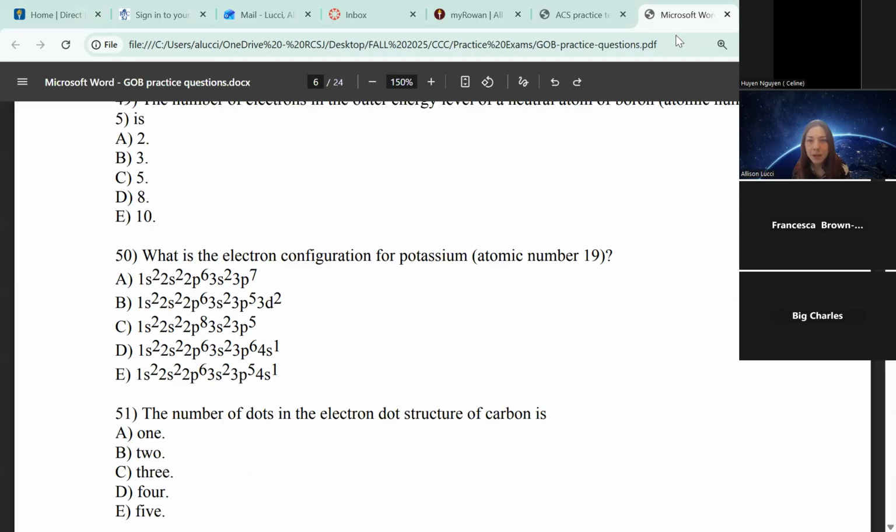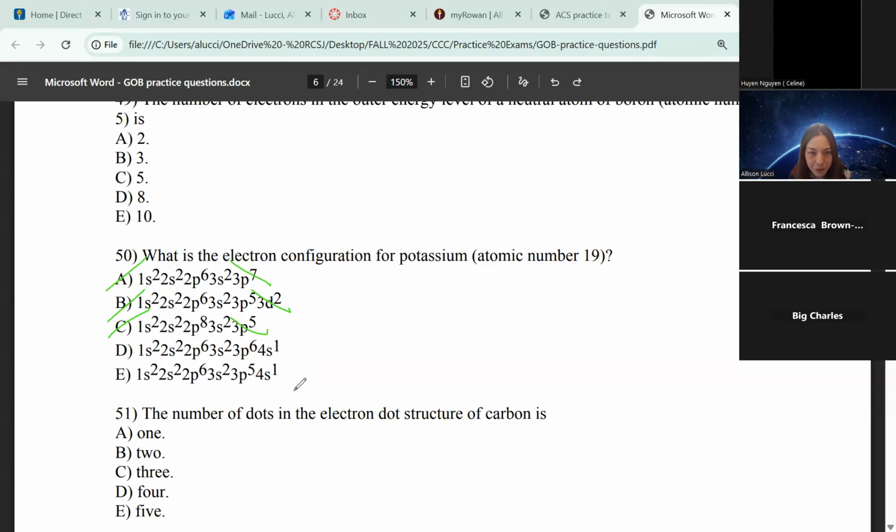Sorry guys, it's not letting me annotate again. All right, so I'll just talk about it here. So answer choices D and E are the only two that end in 4s1. I can right away eliminate A, B, and C, right? They do not end in the right orbital. They don't even go up to 4. So now between D and E, I'll just make sure that we filled them properly.